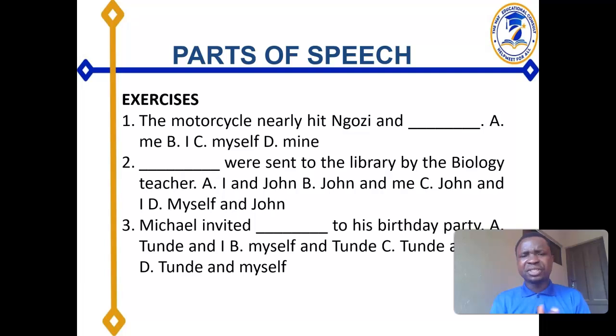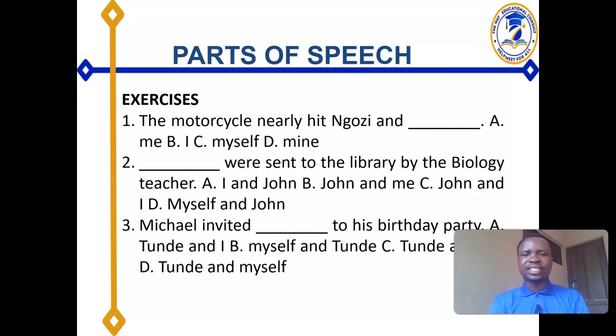Object position pronoun. And if you look at all the options, only option A has the subject position. That is "me". All the other ones are not correct in this expression. So "Ngozi and me". Assuming you have "Ngozi and" before the verb, then you could have considered taking "I". You can have "Ngozi and I" instead of "Ngozi and me". Don't go for "Ngozi and my" or "Ngozi and myself". That is not useful there.